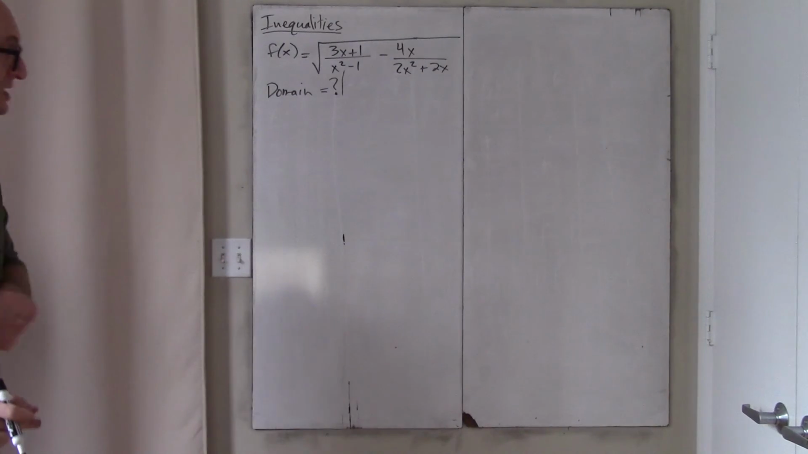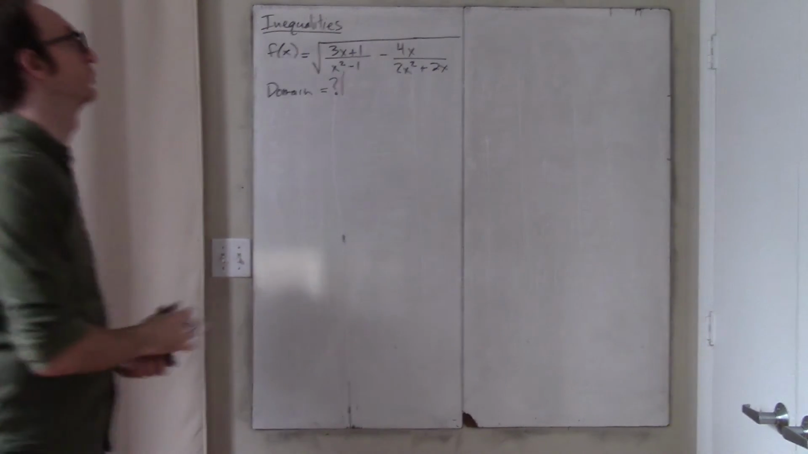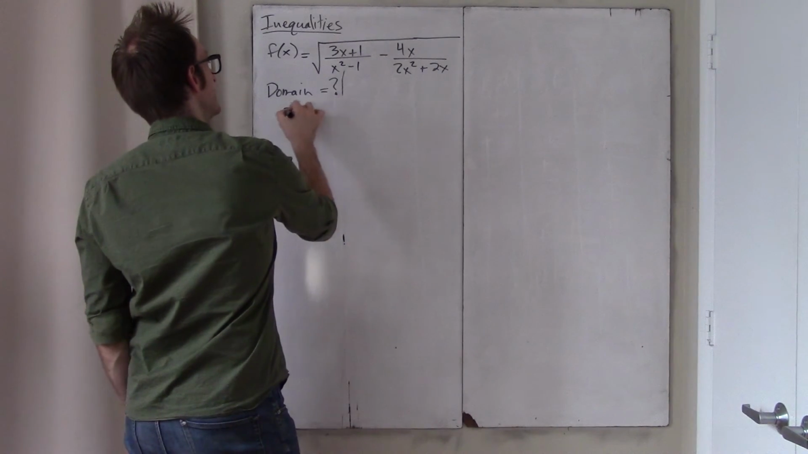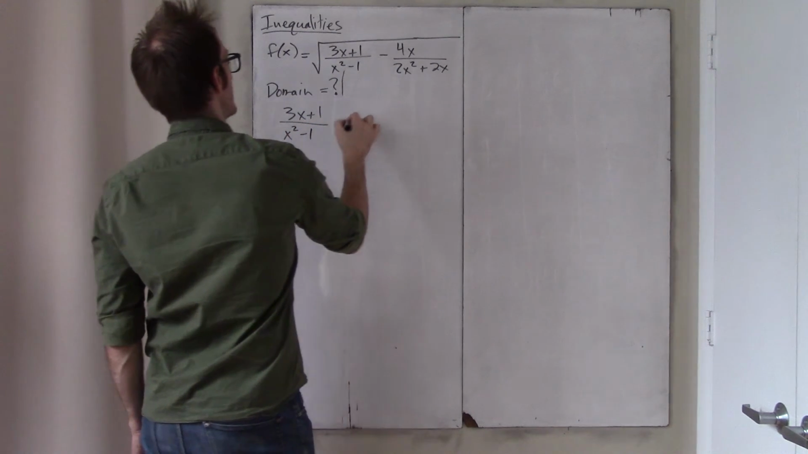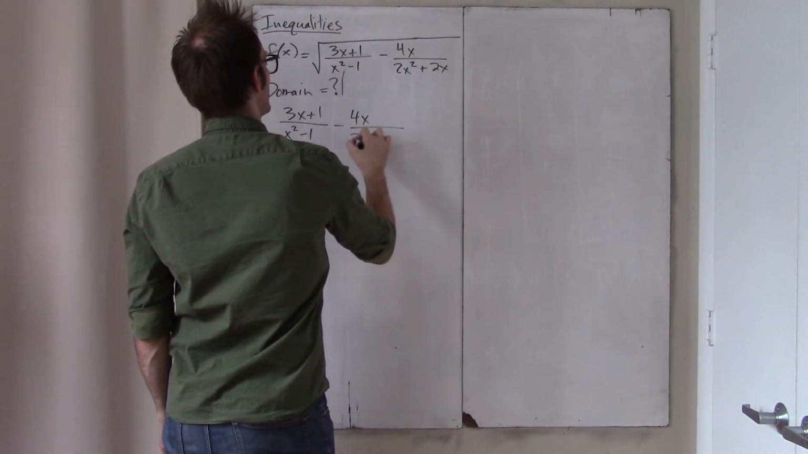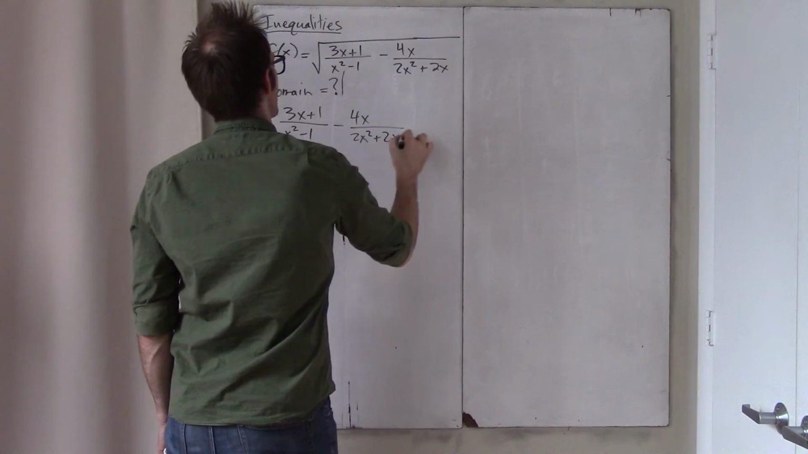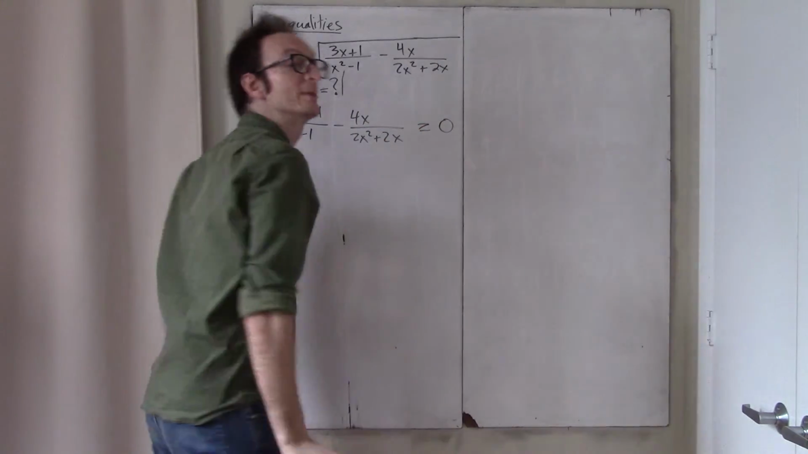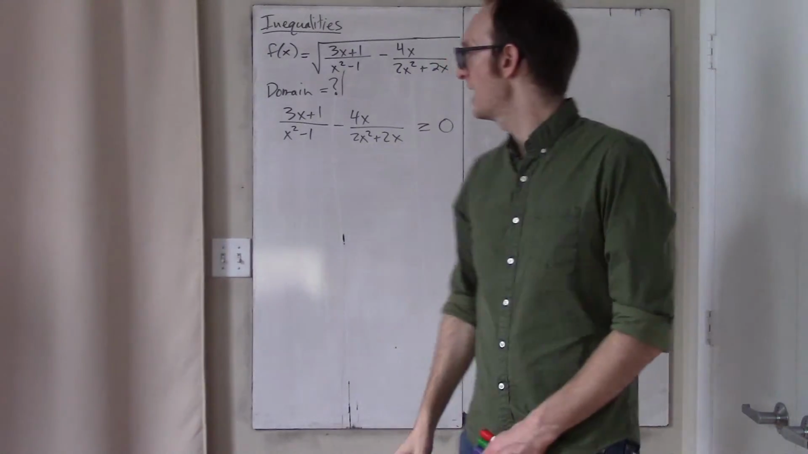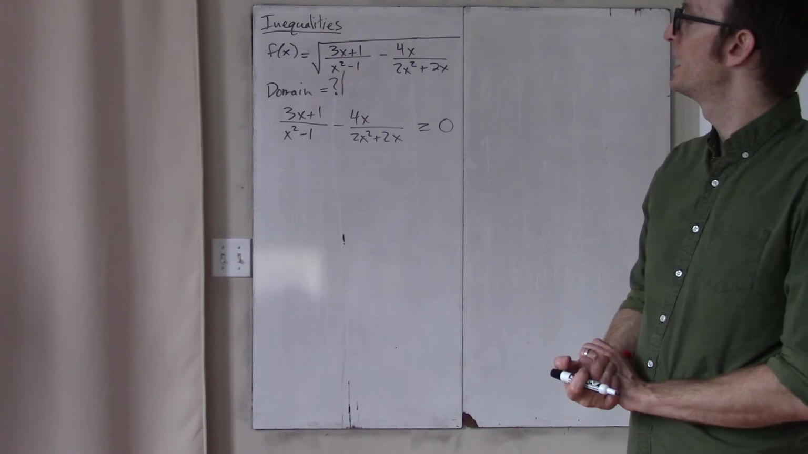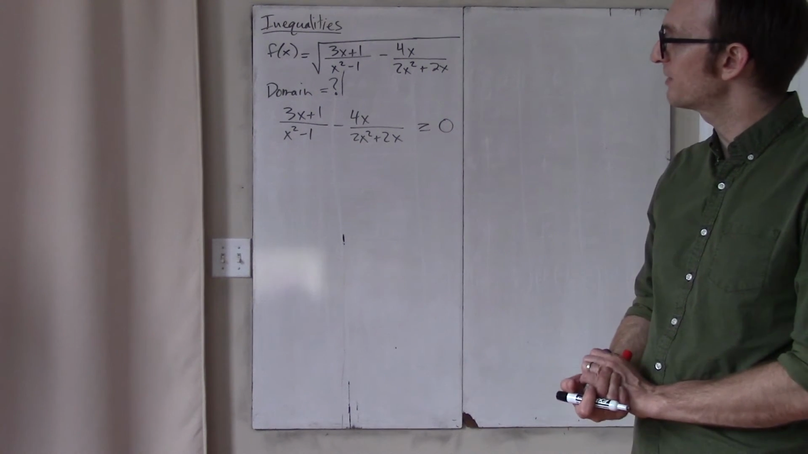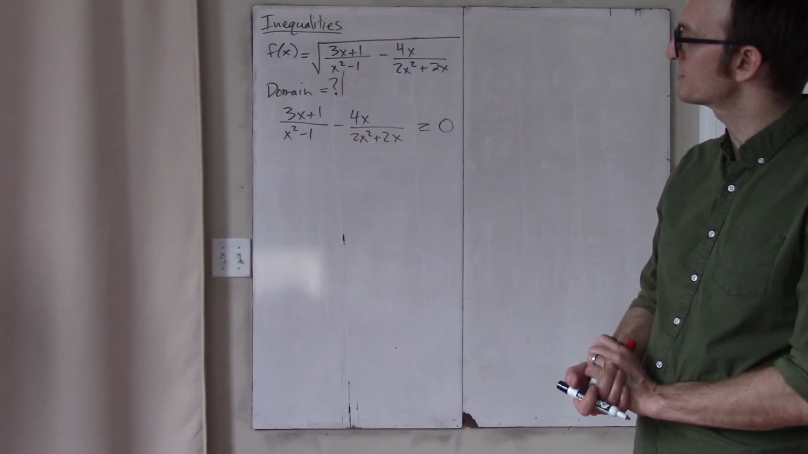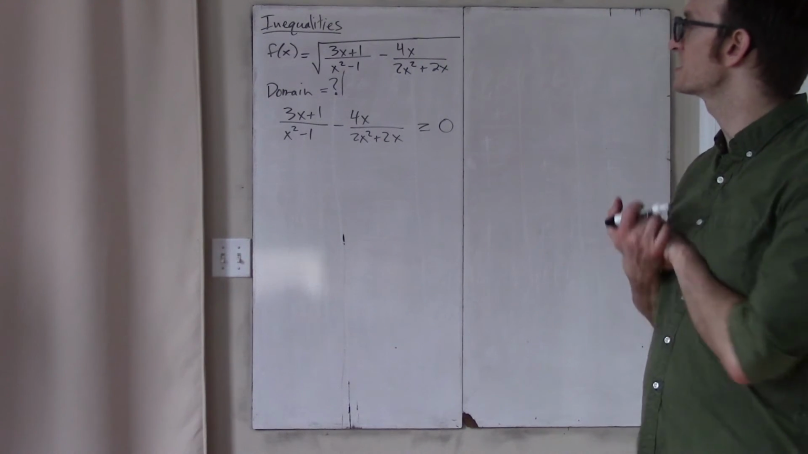Well, this basically just boils down to, when is (3x plus 1) over (x squared minus 1) minus 4x over (2x squared plus 2x) going to be greater than or equal to 0? I'm going to just solve this inequality, and whenever that's true, that will be an x value that I can plug into this function. Okay, so let's solve this inequality.